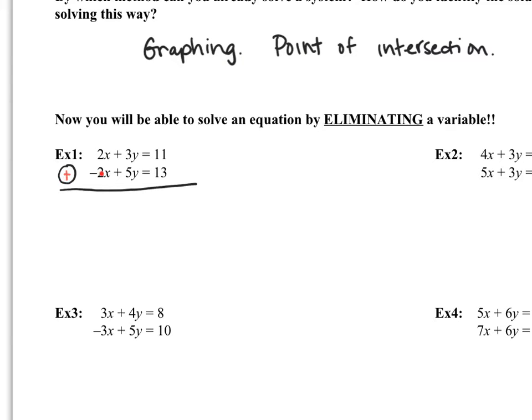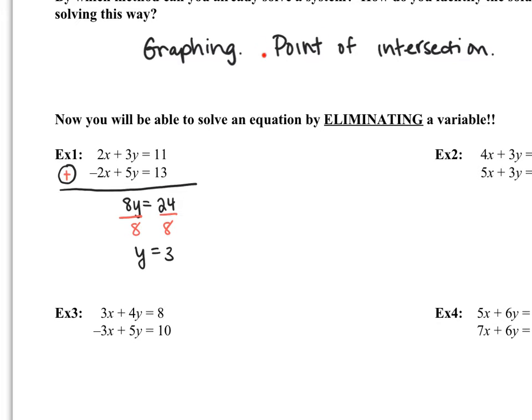2x plus negative 2x would be 0, so my x variable would be gone. 3y plus 5y would be 8y. Bring down my equal sign just like I do when I'm solving an equation, and 11 plus 13 would be 24. Then to get y by itself, I would divide both sides by 8, and this would mean that my y variable would be 3.